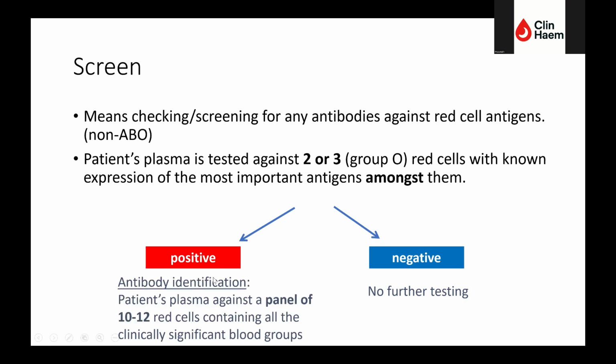But if it's positive, we need to see which antibody it is, and that's done by the antibody identification test, which is basically doing the same thing, taking the patient's plasma, and this time testing it against 10 or 12 reagent red cells, for which we again know which antigens they express on their cell surface. This will help us identify which antibody it exactly is.